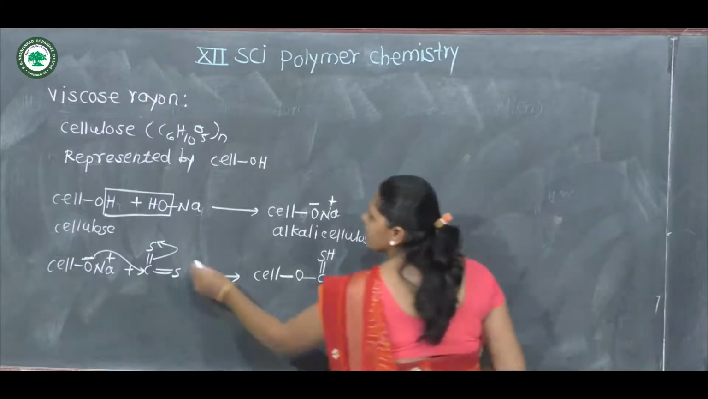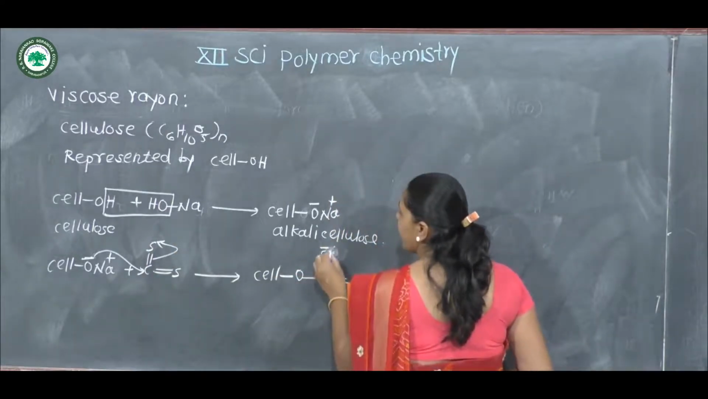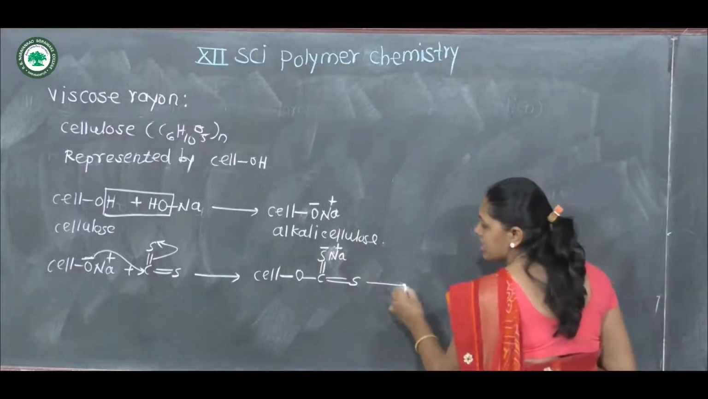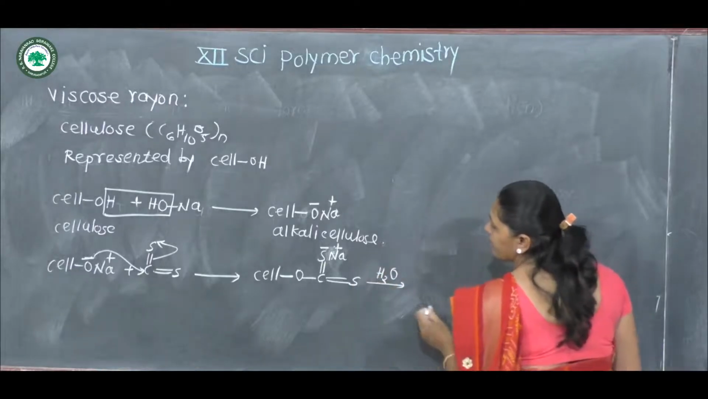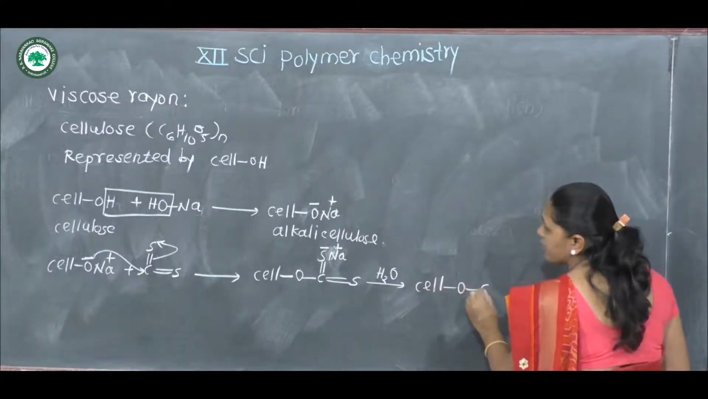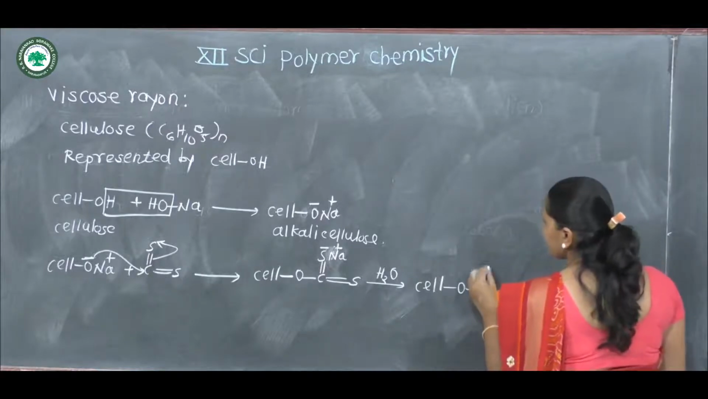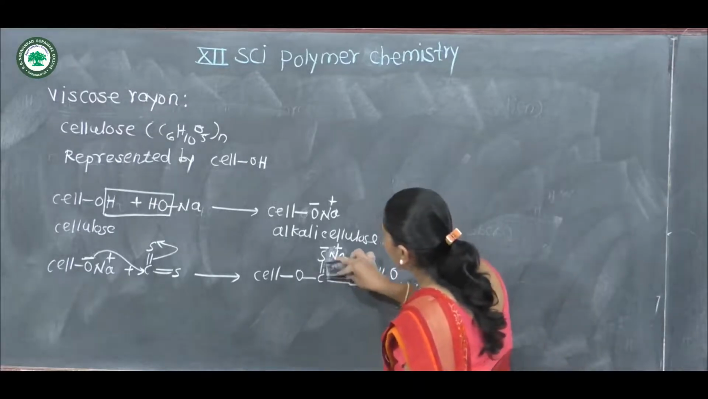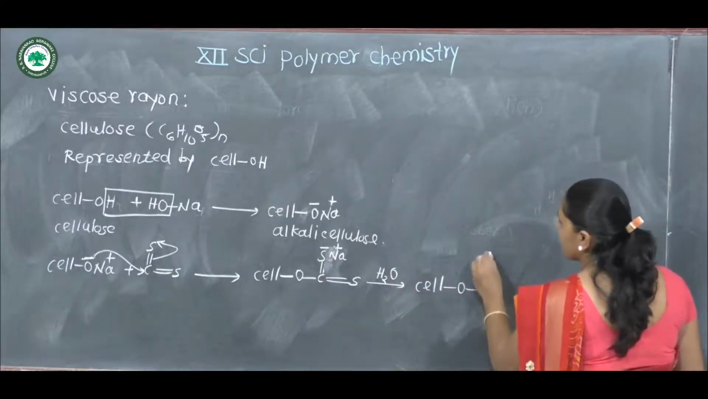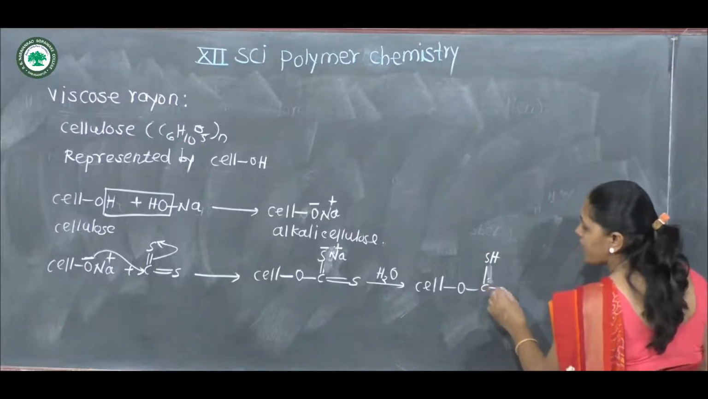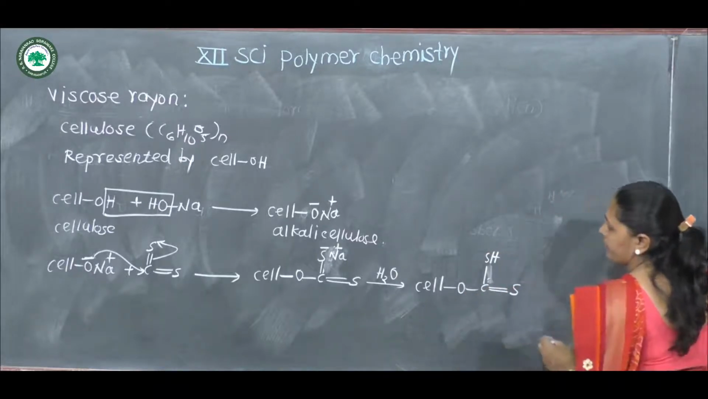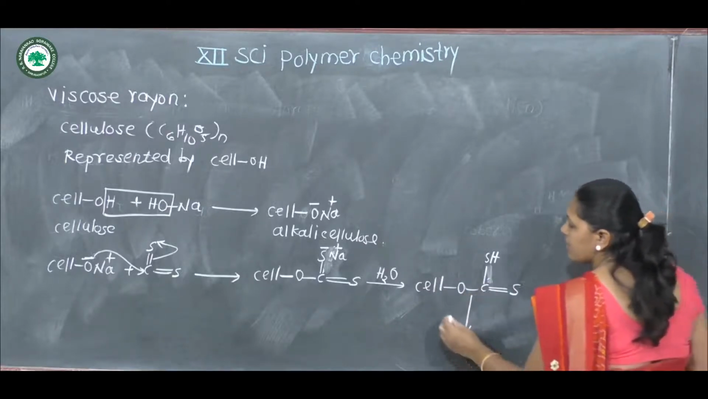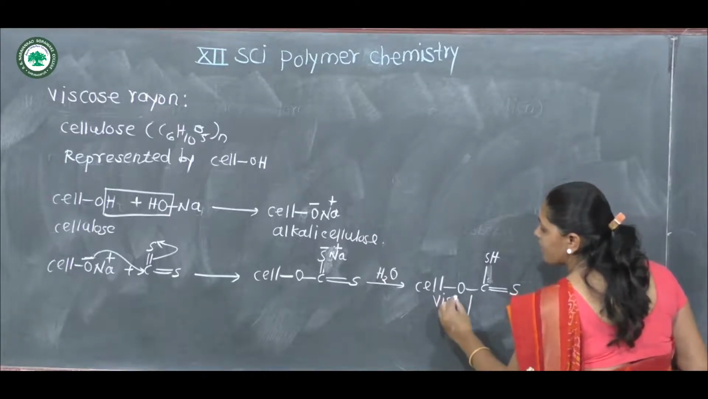first of all this sulfide ion minus and Na plus, which on hydrolysis with H2O can be converted into cellulose xanthate. Then this is viscose rayon.